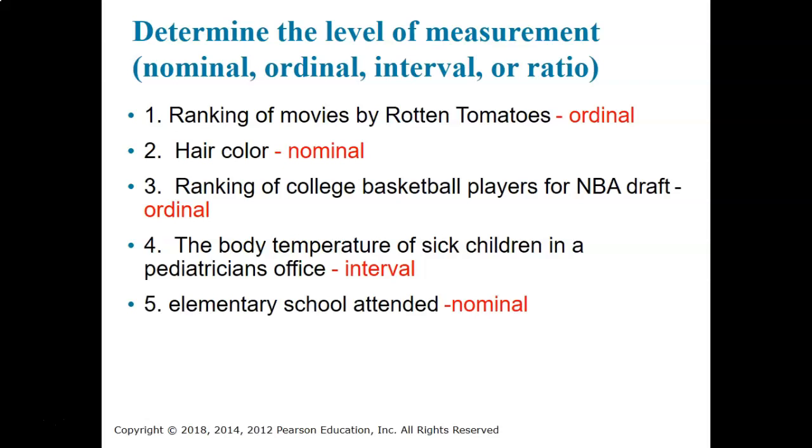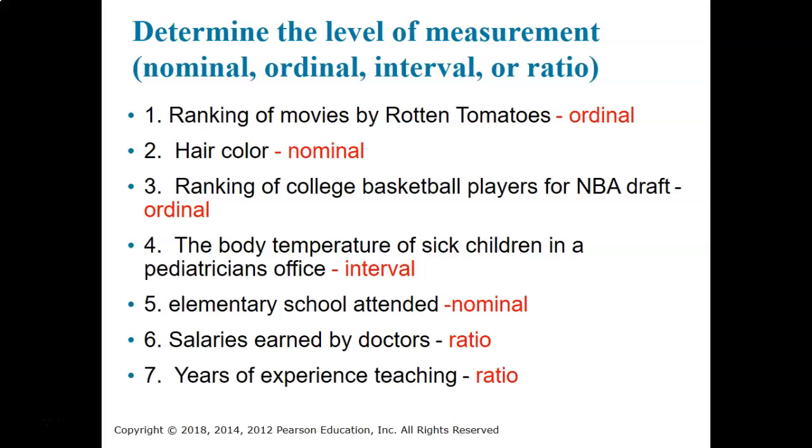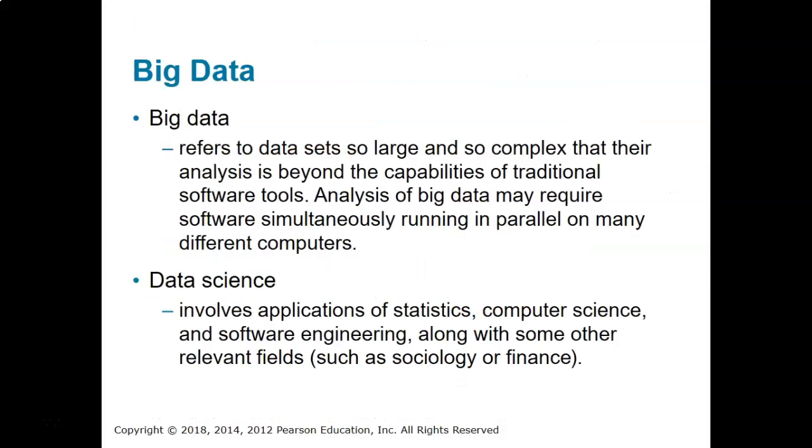Elementary school that you attended would be nominal because that would be like a label for where you attended elementary school. Salaries earned by doctors would be ratio data because there would be a true natural zero for that. Years of experience teaching would be ratio data as well because 0 years of teaching would literally mean you have no experience, the absence of that particular quantity, a natural zero. The year that a movie is released would be interval data because the year goes back to the calendar year, and therefore those are interval data readings.